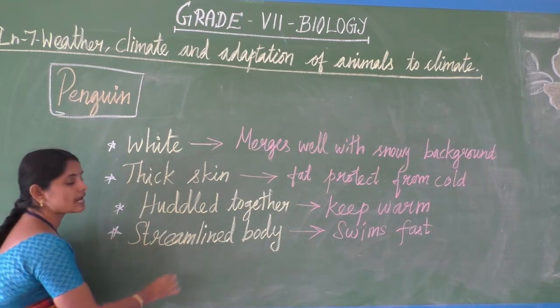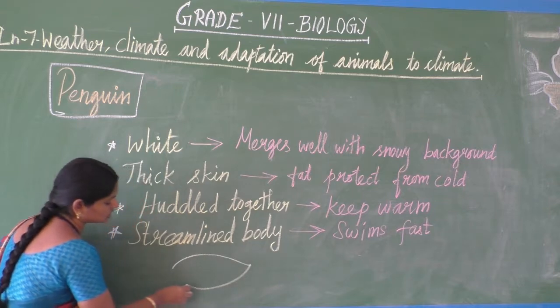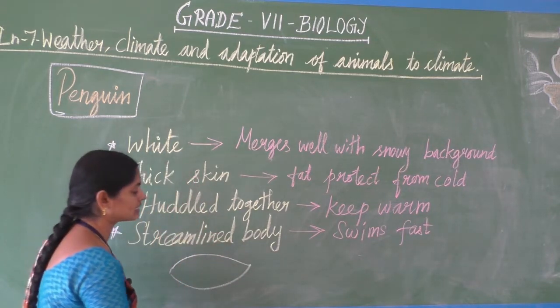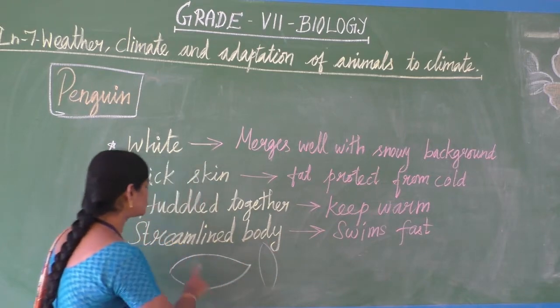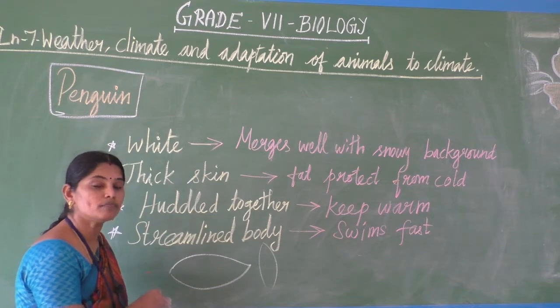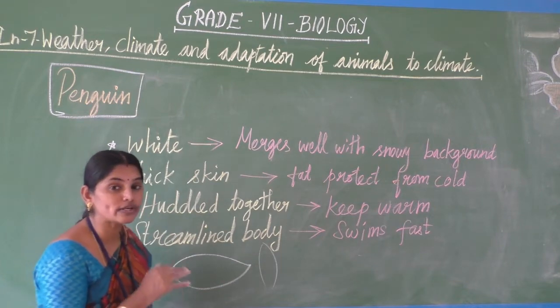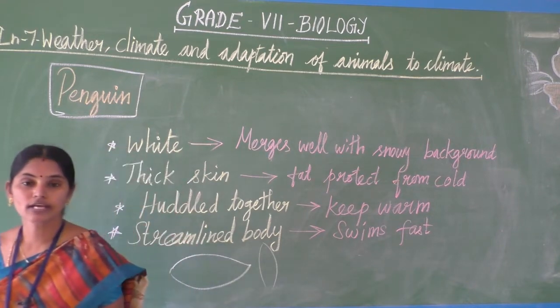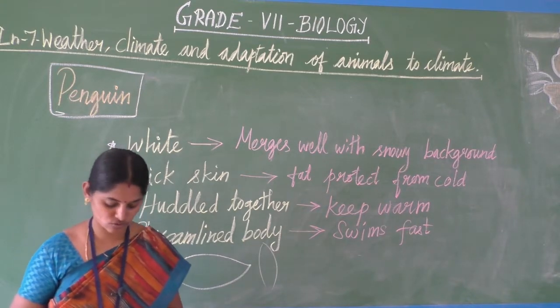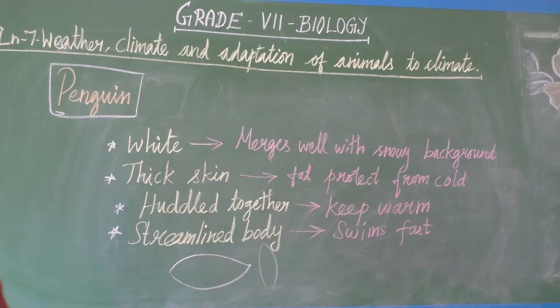Then streamlined body. This we call it as streamlined body, isn't it? The penguin body is like that, isn't it? Streamlined body. So this helps the penguin to swim fast in water. It's a good swimmer. Okay, so penguins in the polar region, it's a good swimmer also. So look at this.